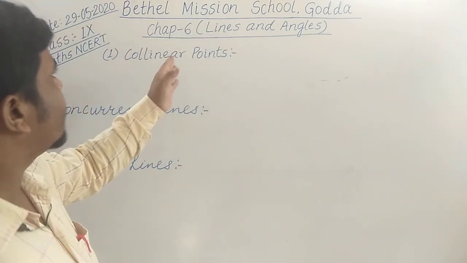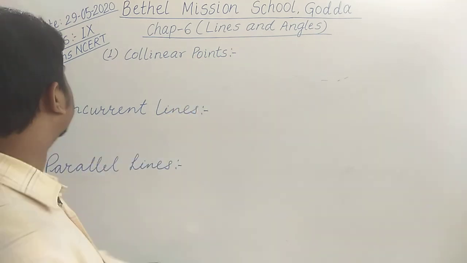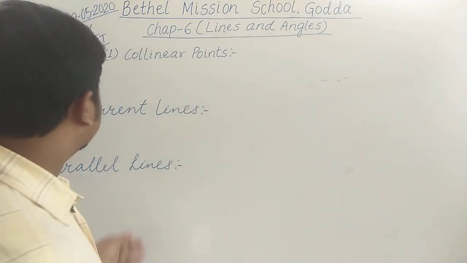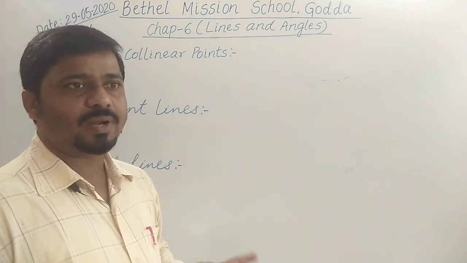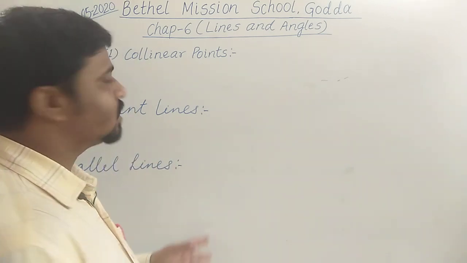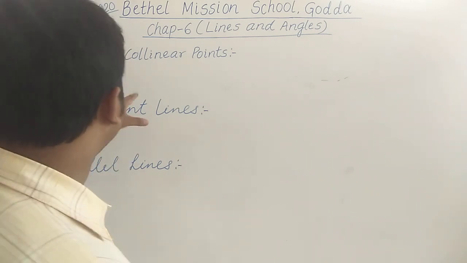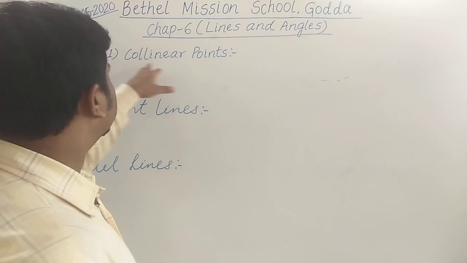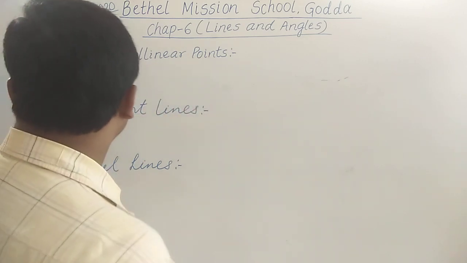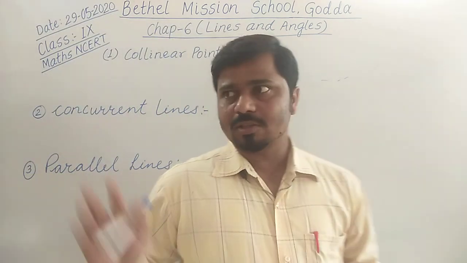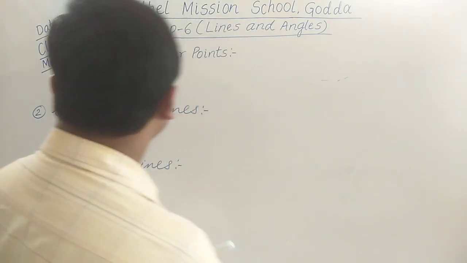Today again we will start this chapter 6, Lines and Angles, of class 9 NCERT maths. Yesterday we discussed many things about lines, angles and types of angles, but some things were left. The things are collinear points, concurrent lines, and parallel lines. About all these things we will discuss today.